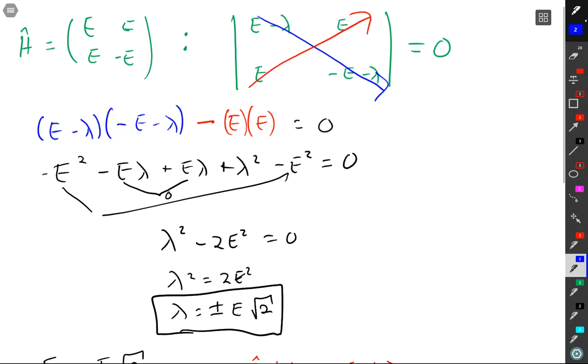E squared. Okay, minus e squared. And then minus e lambda plus e lambda plus lambda squared minus. Yeah, I think that's right. Just had to double check.